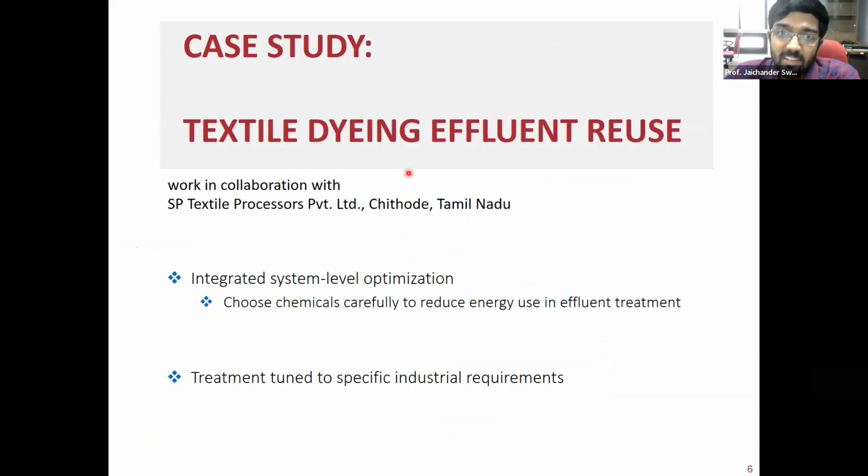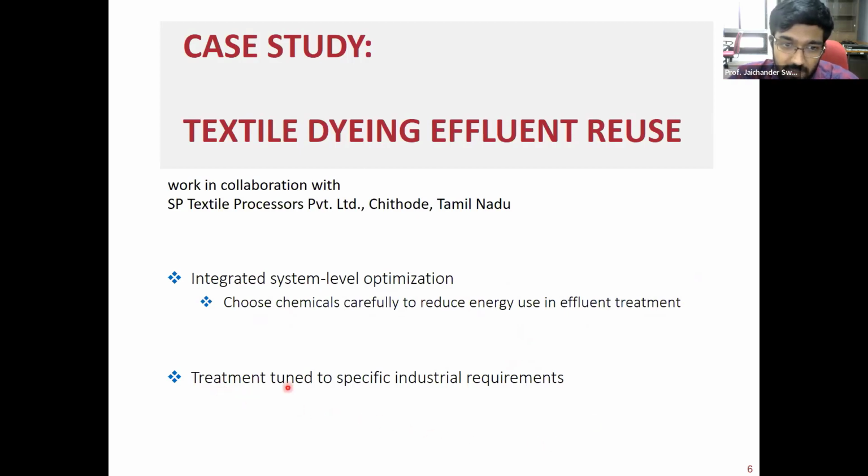So my focus will be on textile dyeing effluent reuse. This is work done in collaboration with SP Textile Processes Private Limited, located in Chittoor in Erode, Tamil Nadu. A couple of studies. One is focused on an integrated system level optimization, where we have tried to modify the solution chemistry to reduce the energy consumption in the effluent treatment. So this, I think, ties in with the professor's presentation in the beginning of today's session, where in addition to water, food, and energy, it was proposed that chemicals should also be a part of the nexus picture. So perhaps this is one avenue of exploration along those lines.